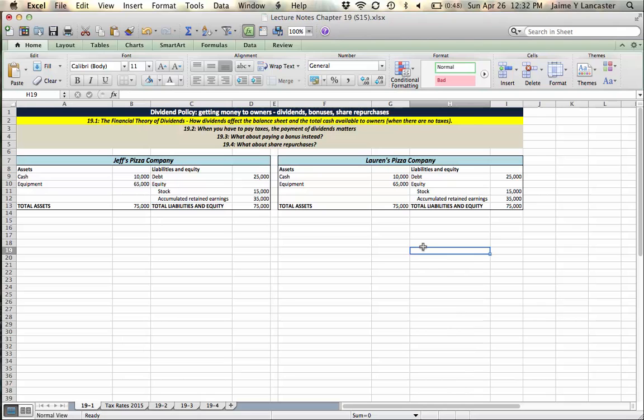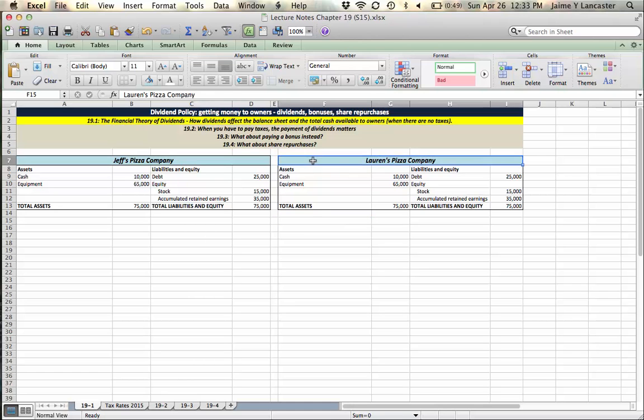Lauren, however, her best friend just announced that she was getting married in Fiji. I'm making that up. Lauren's best friend really didn't announce that, but we're pretending that Lauren's best friend announced that. And Lauren is going to go to Fiji for a month to be the maid of honor, and she is going to have a wonderful vacation. Well, what she needs in order to do that is some money. And where is she going to get it? She's going to get it out of her firm.